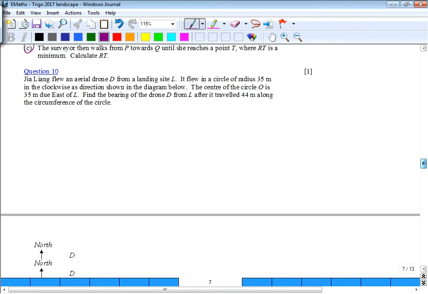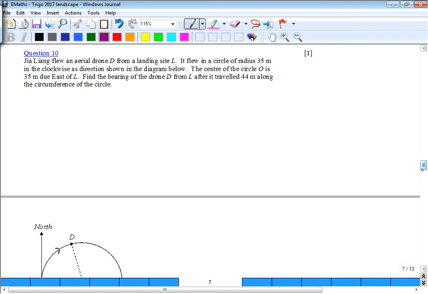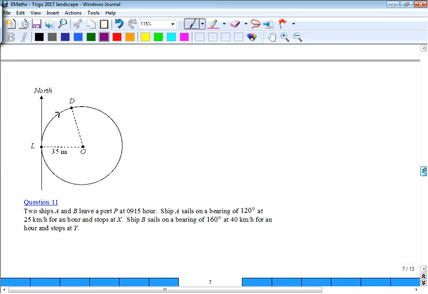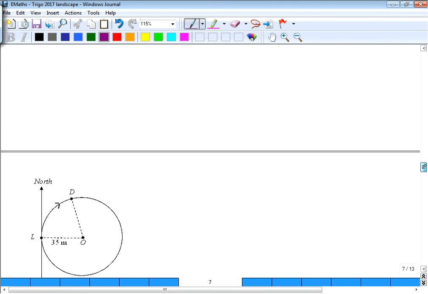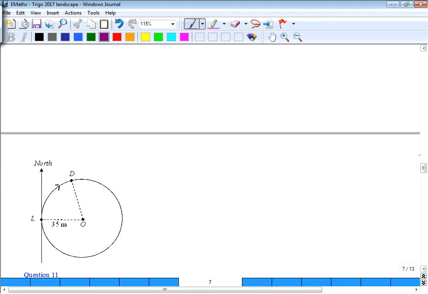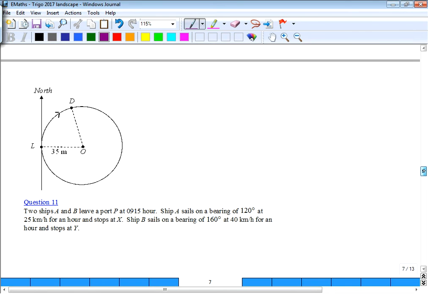Question 10. Anybody needs help with question 10? Okay. In question 10, these two are the radius. Vincent, Angelique. Okay, these two are the radius.